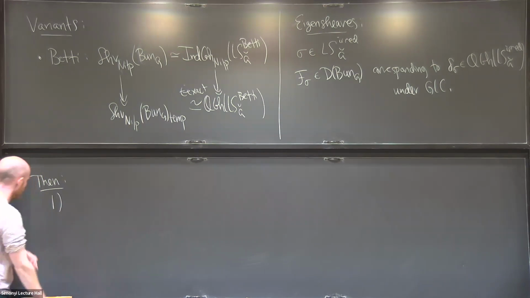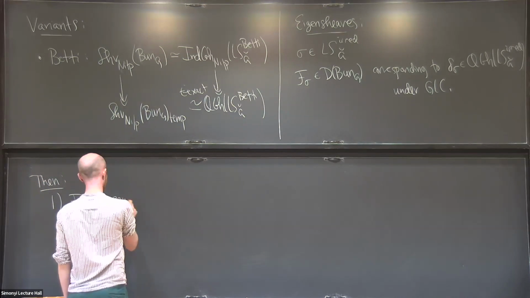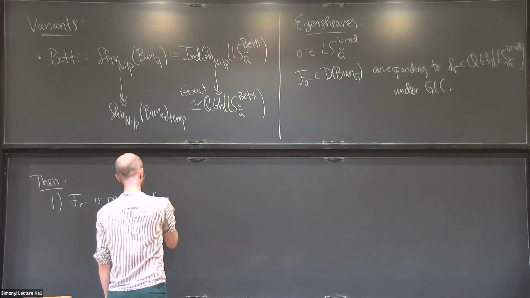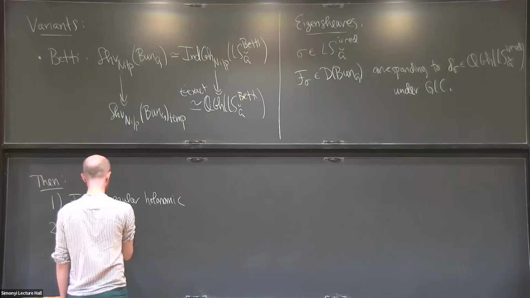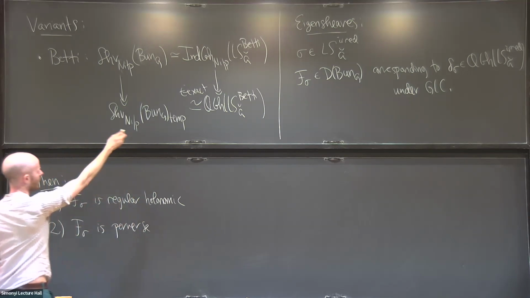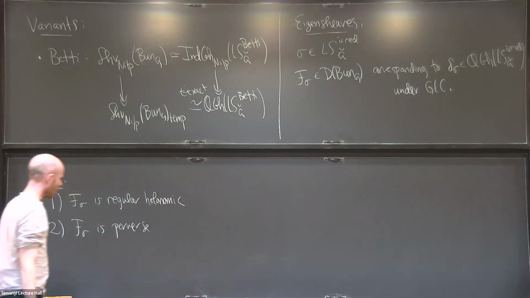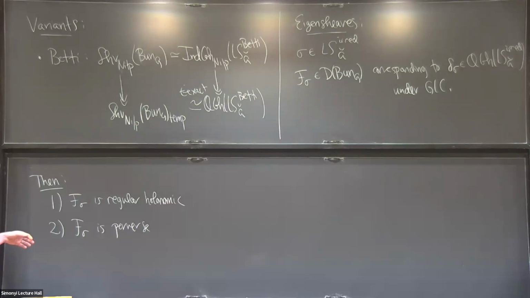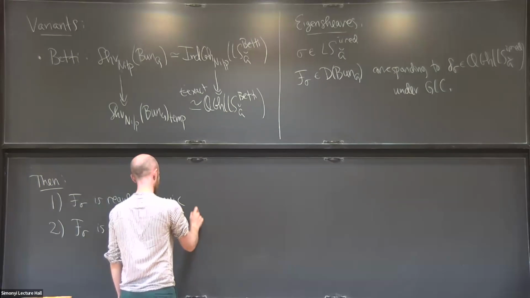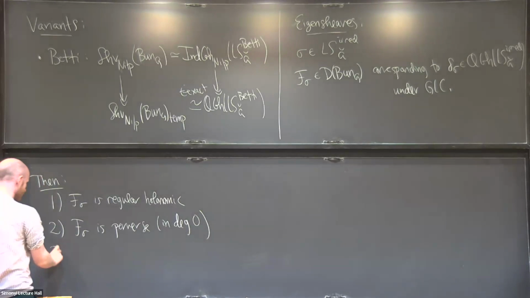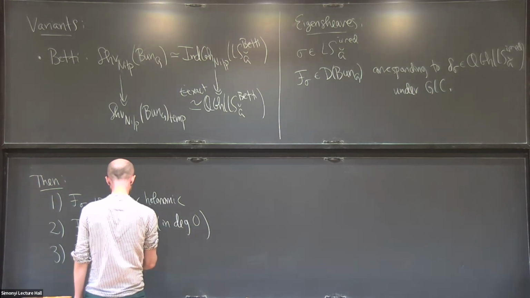The first thing is that F sigma is regular holonomic. Second thing is that F sigma is perverse. That follows from this T exactness statement, for instance. It's in degree 0 as a complex with respect to the T structure. Third thing is that F sigma is semi-simple as a perverse sheaf.